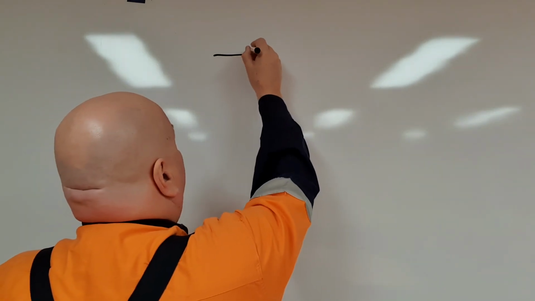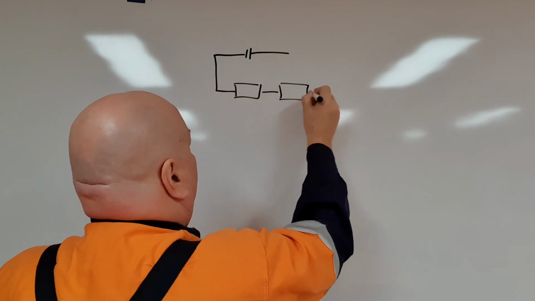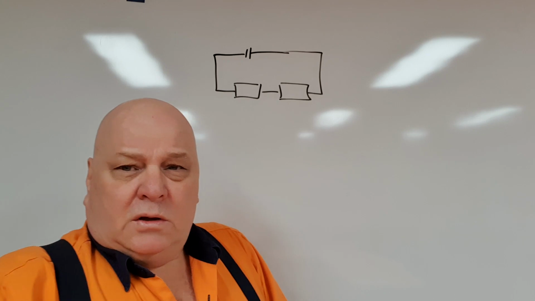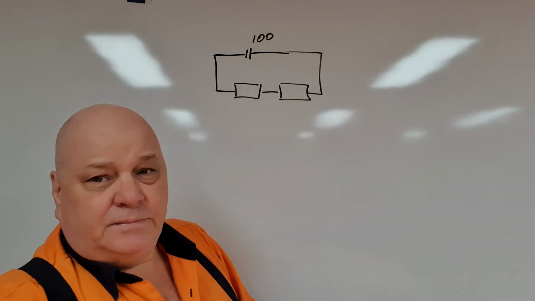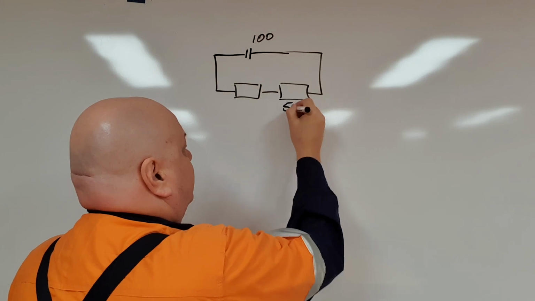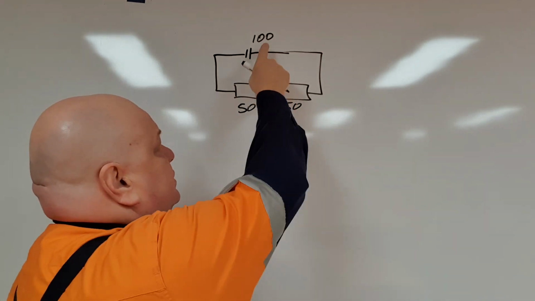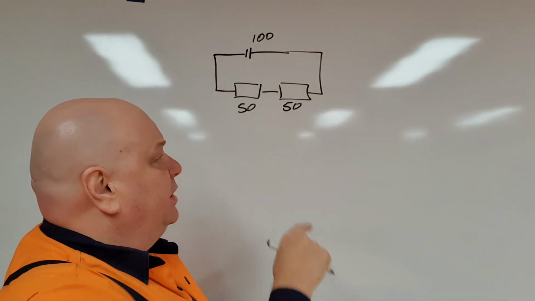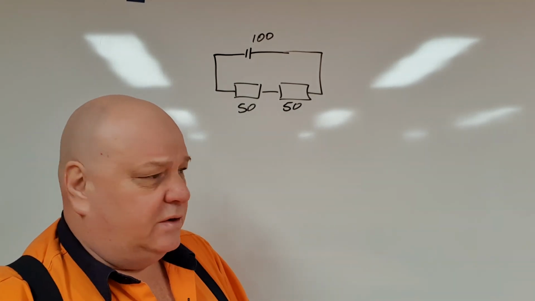The first week of your first block at college, you saw this. Let's say we've got 100 volts there, and if these were both the same size resistors, then we would have 50 volts across there and 50 volts across there. So we had the total supply voltage of 100 and we've got the individual voltage of 50. That was fine, that was easy to understand.